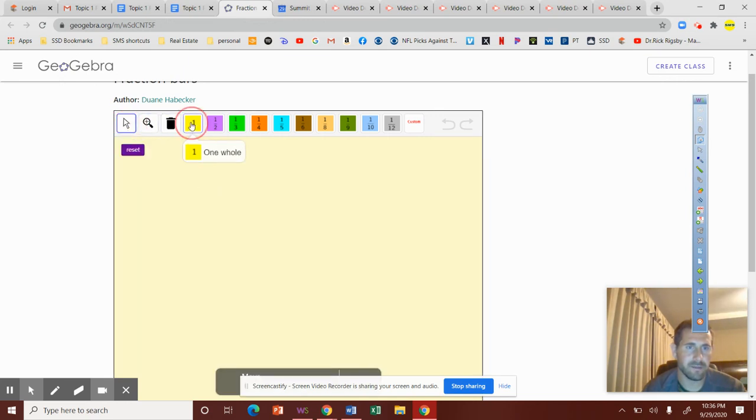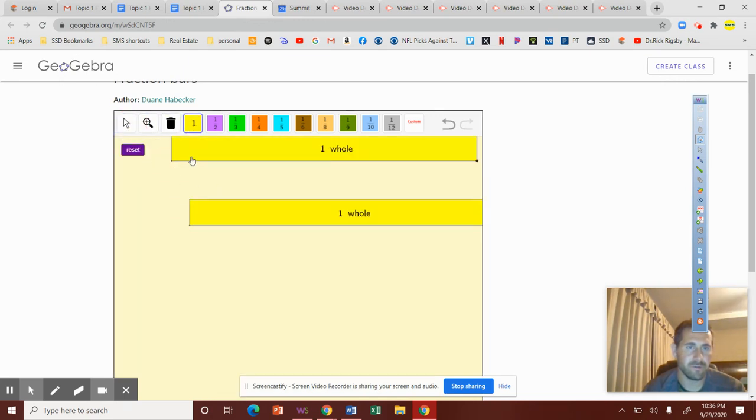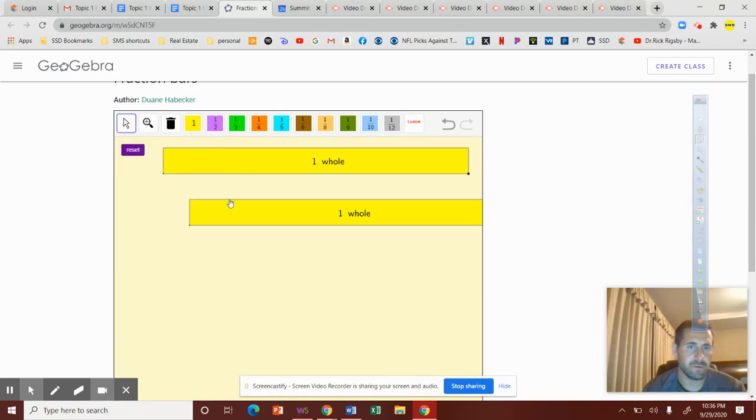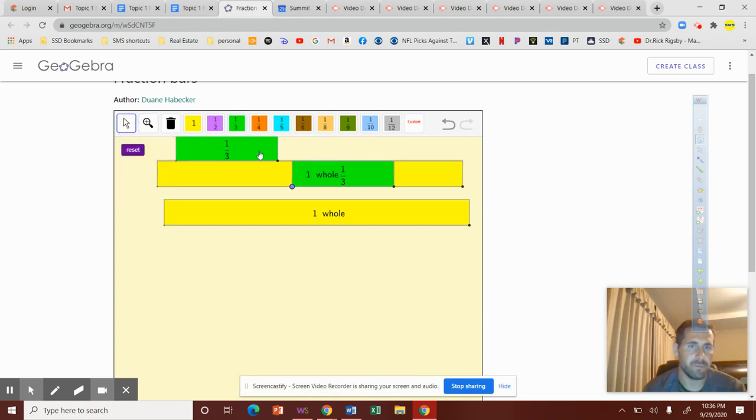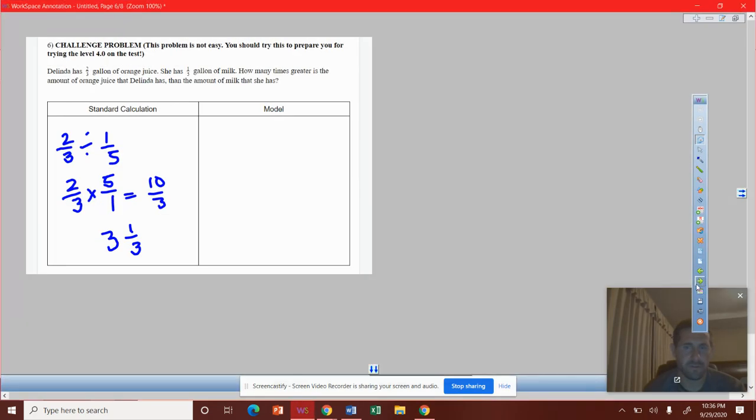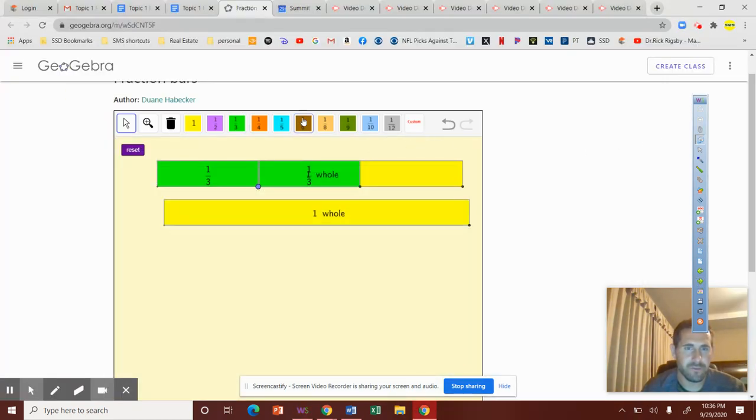So we are looking at 2 different portions. We're looking at 2/3, so we're going to put 2/3 in there. So there's my 2/3. Oh, right now I'm drawing a blank. What was the other fraction? 1/5. Okay, 1/5. So I'm going to go to my 5's.